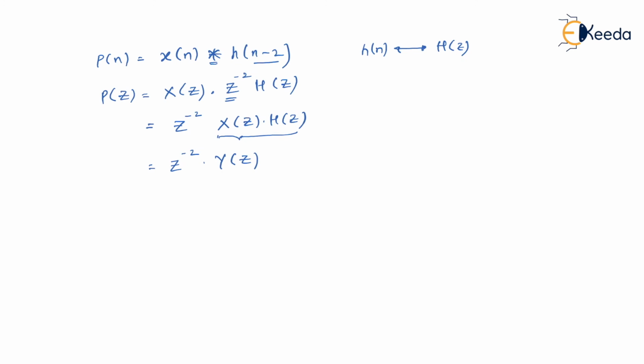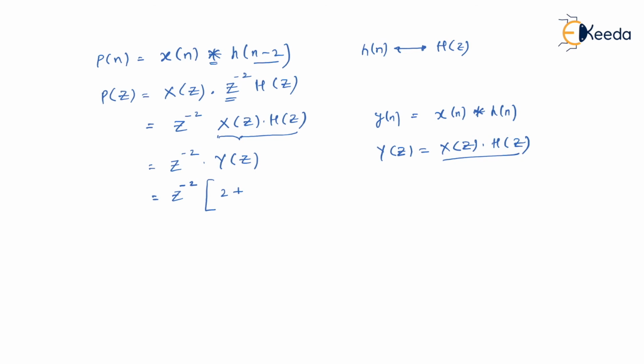This is Y(z). How come? Because we know that x(n) convolved with h(n) is y(n), or I would say Y(z) is equal to X(z) multiplied by H(z). So X(z) multiplied by H(z) is Y(z) itself. So z to the power minus 2, Y(z) they have already provided, it is 2 plus 3 z to the power minus 1 plus z to the power minus 2.